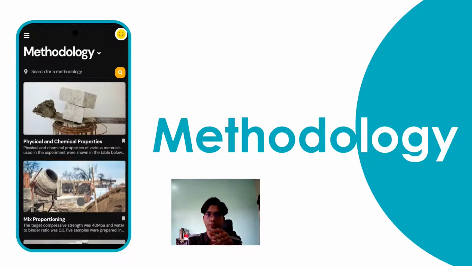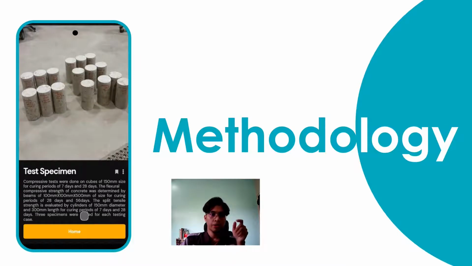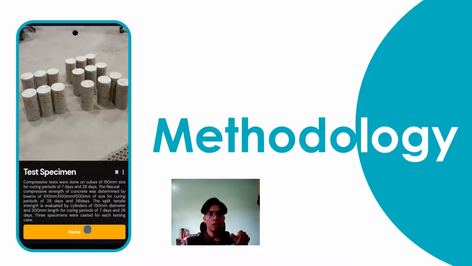And then we go to the test specimen. Compressive tests were done on cubes of 100 millimeter size for curing periods of 7 days and 28 days. The flexural strength of concrete was determined by beams of dimension 100 by 100 by 500 millimeter for curing periods of 28 days and 56 days. The split tensile strength is evaluated by cylinders of 100 mm diameter and 300 mm length for curing periods of 7 days and 28 days. So 3 specimens were cast for each testing case.